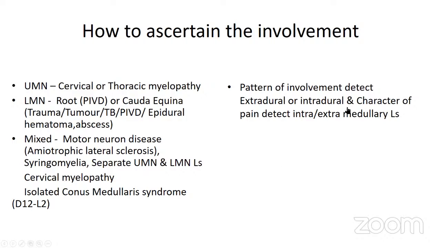So the pattern of involvement detects extradural versus intradural. I think I have already explained why it is extradural and intradural. Extradural, it is coming from the front. So in tuberculosis, it involves the motor tract first, followed by the sensory, then the bladder and bowel. Whereas with the intradural, as it comes from the back or from the lateral side, it involves the bladder and bowel and the motor and sensory very early. Not the spinal signs.